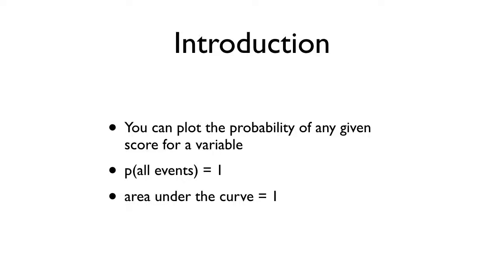Good. Okay, so the probability of all possible events then is 1, and the area under the curve of one of these probability mass functions is always going to be 1, unless you haven't plotted all the possible probabilities and you miss some scores. As long as you plotted all the scores and all the probabilities, the area under that curve is going to be 1.